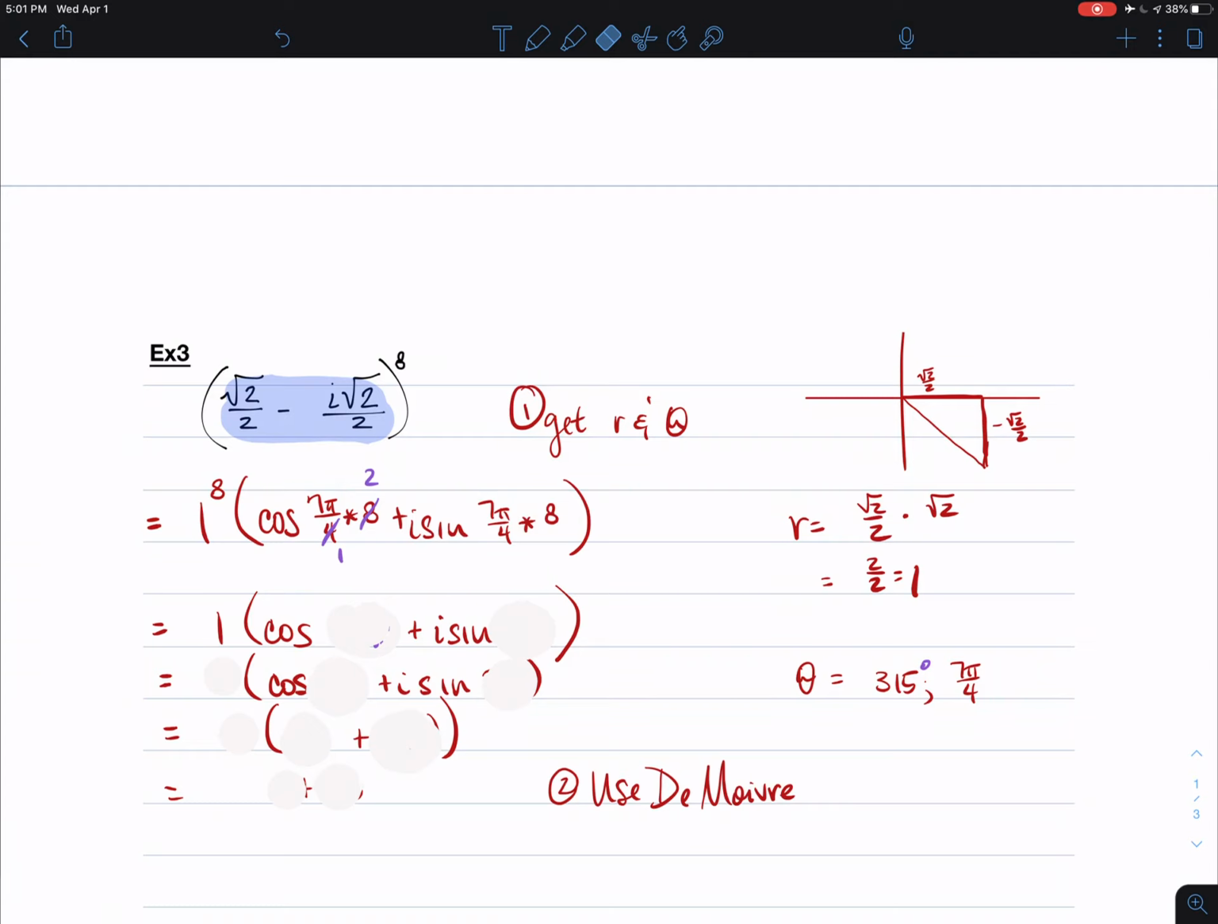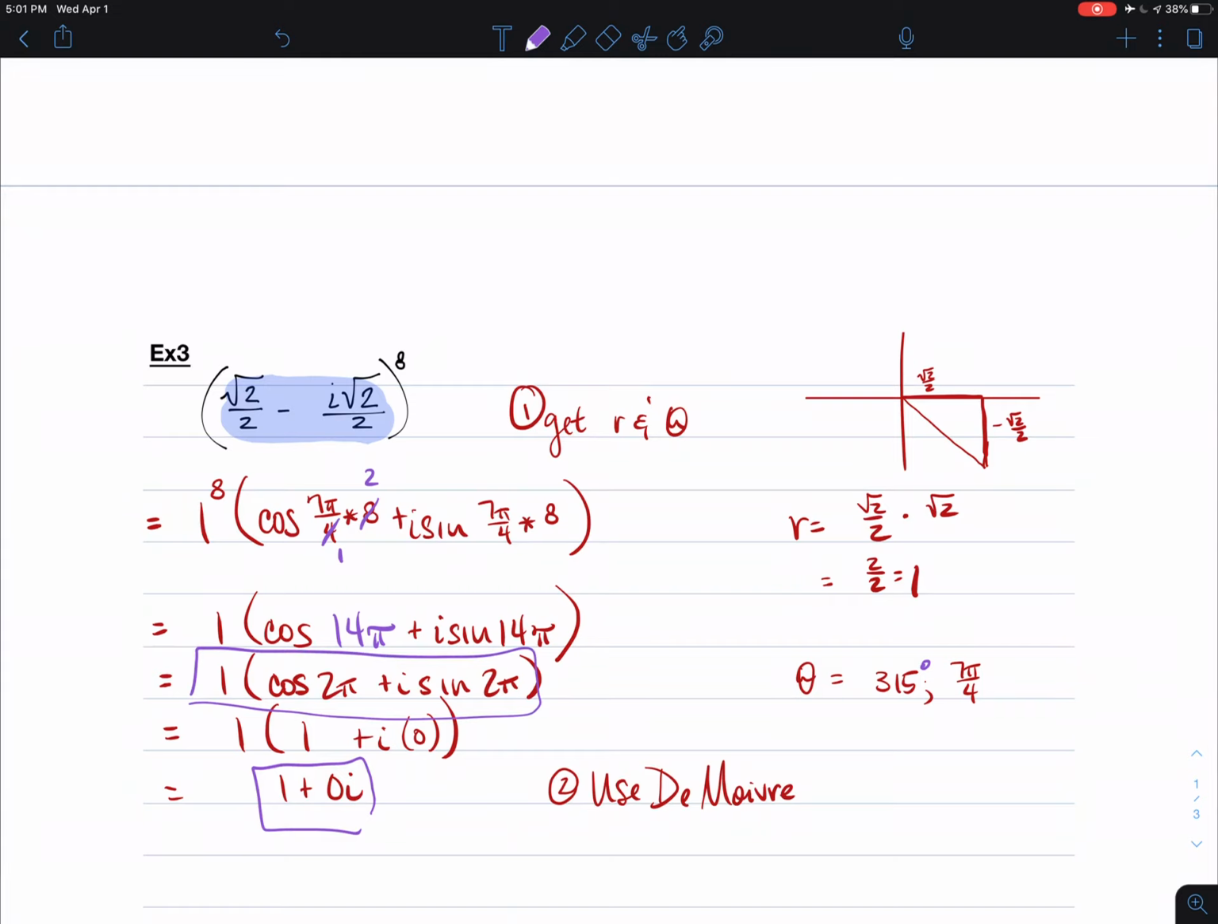My new radius is just 1. When I take 7 pi times 2, I'm going to get 14 pi. 14 pi, though, is outside of the unit circle. 14 pi is the same spot as 2 pi. The cosine value at 2 pi is 1. The sine there is 0. Multiplied by the 1, you're going to get 1 plus 0i. So this then is my rectangular form. If I had been asked for polar form, this would have been my polar form answer.